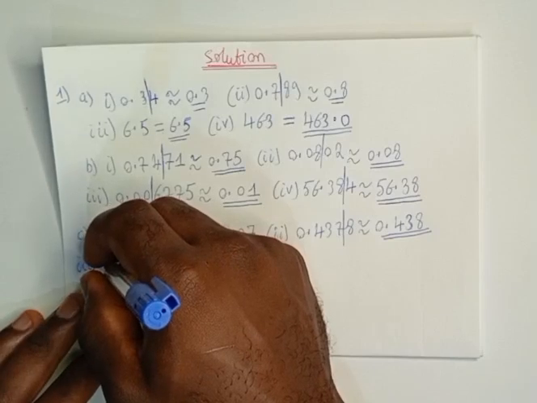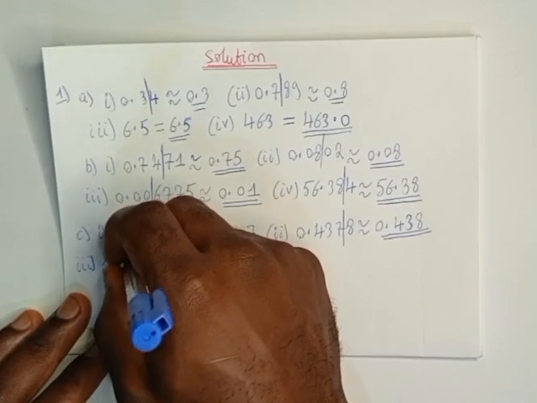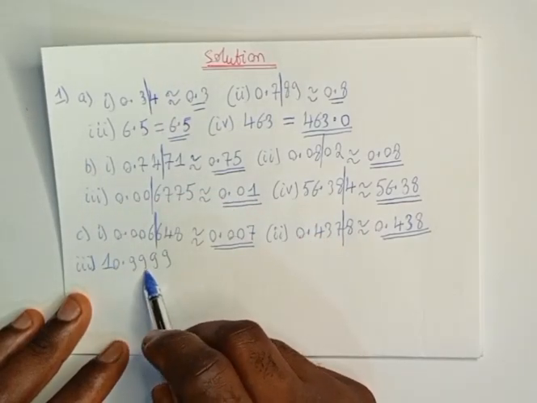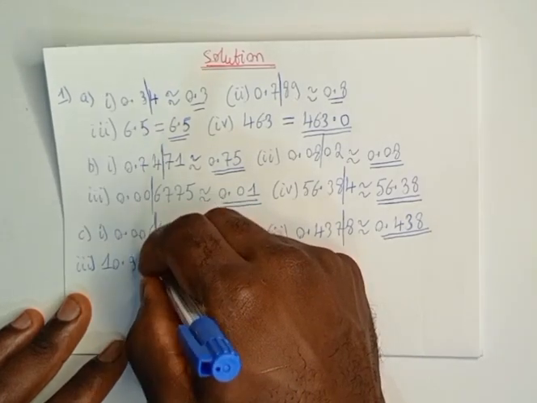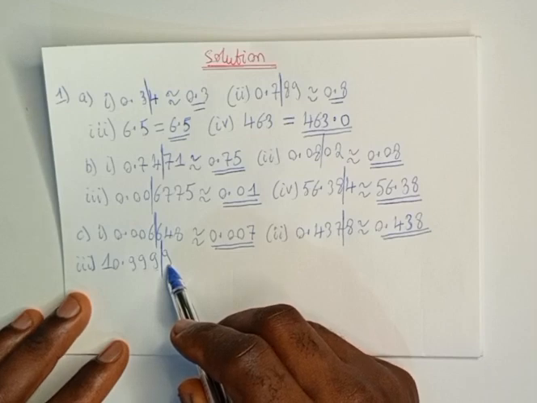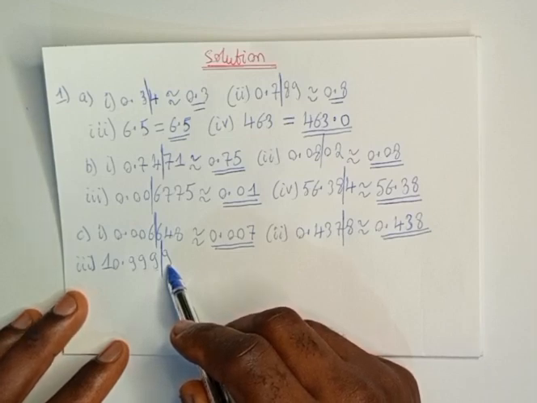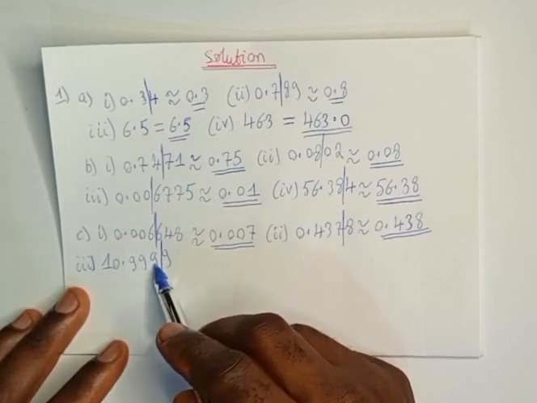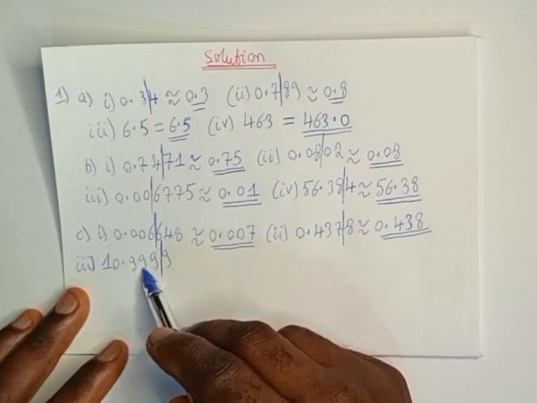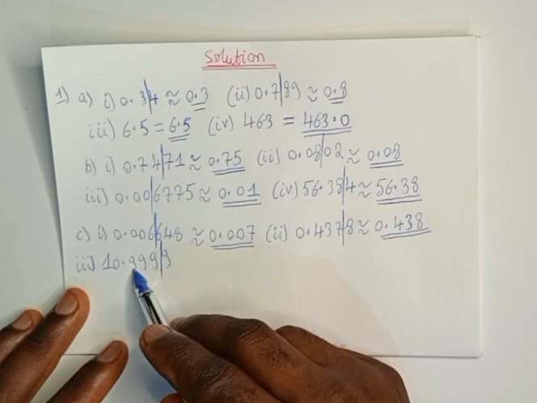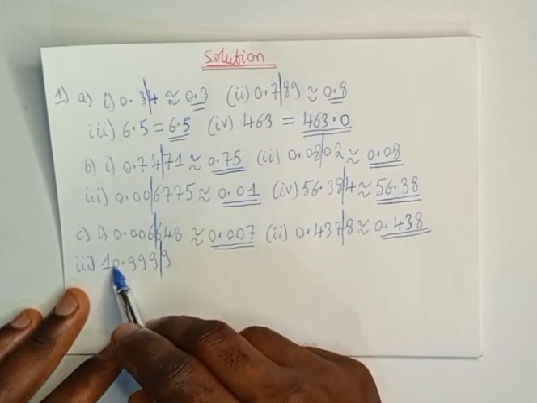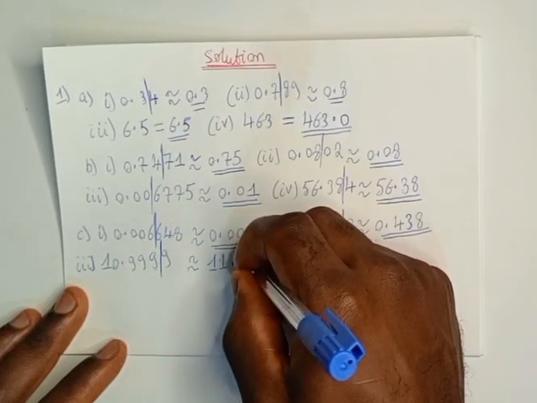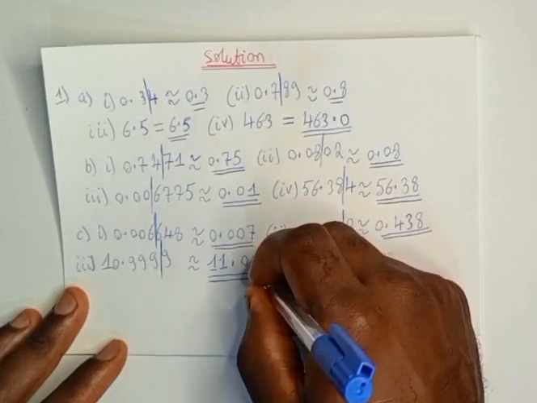We go to 3i. For 3i, we have the number 10.9999. To 3 decimal places, we count 1, 2, 3. We have to round off. 9 is greater than or equal to 5. It is rounded up to 1. We add the 1 to this 9, it gives us 10. We cannot write 10. We write down just 0. We transfer the 1 to this other 9. It gives us 10. We write 0. We transfer the 1 to this other 9. It gives us 10. We write 0. Then we transfer the 1 to these 0 units. And this will be approximately 11.000 to 3 decimal places.